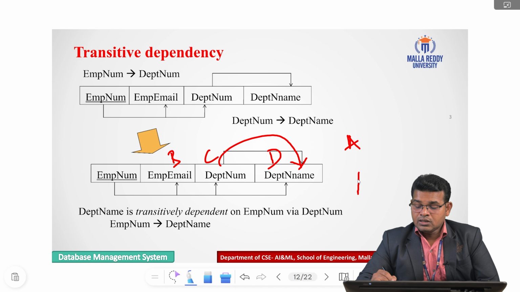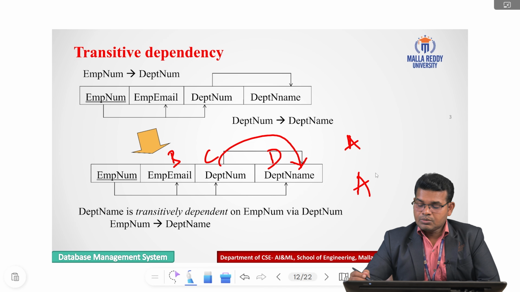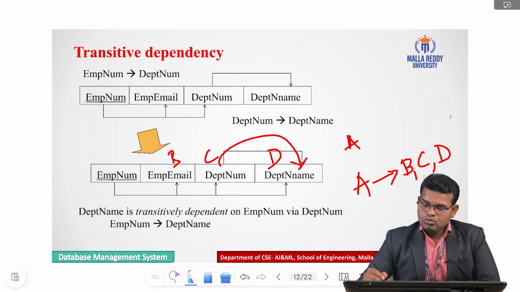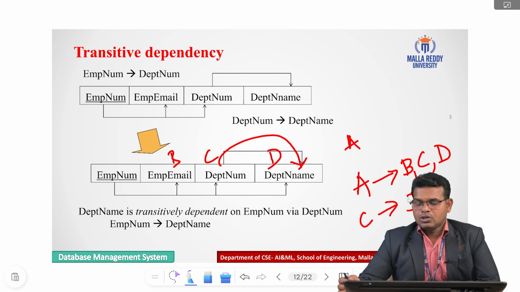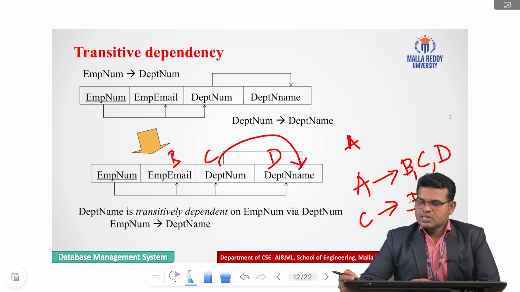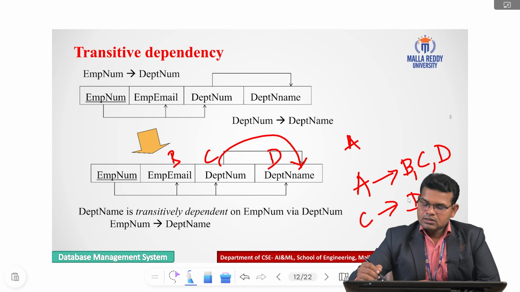Now how can we mention this dependency as A determines B, C, D. Now, in addition to that, what are the other dependencies that are occurring here? C determines D also.